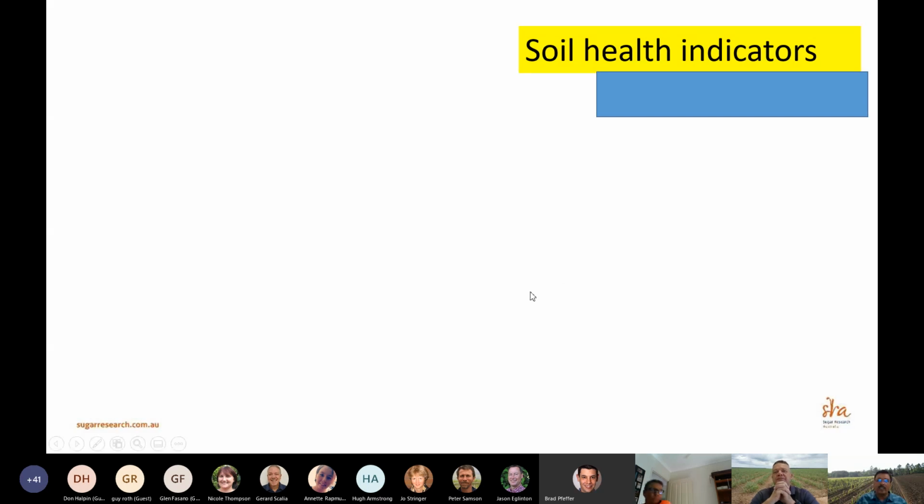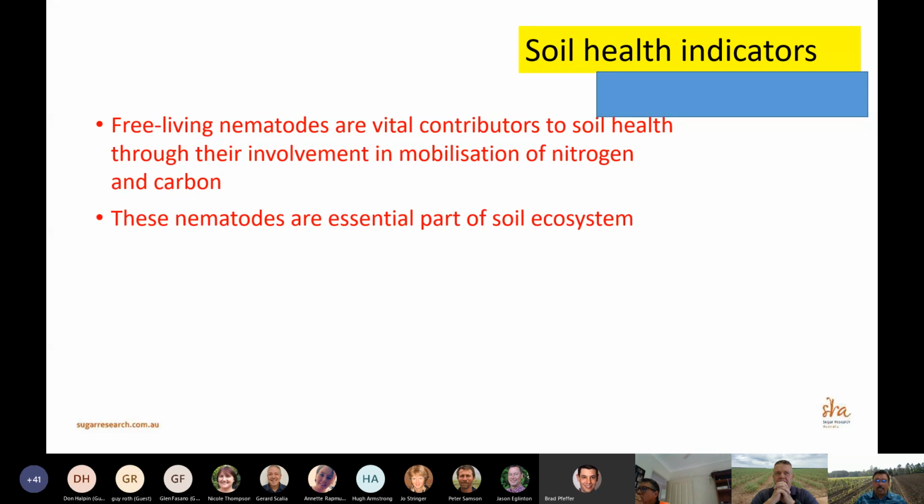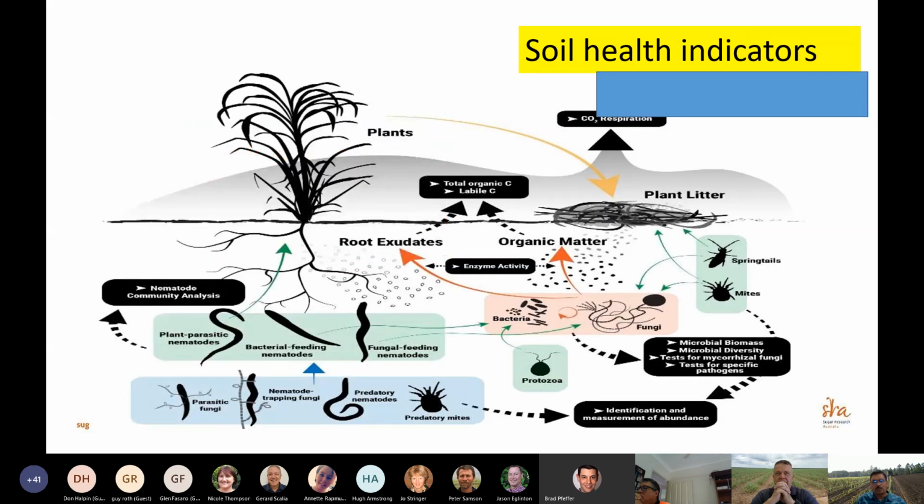So now, as I mentioned, these are my last few slides. Soil health indicator. How can we use the nematode community as an indicator of soil health? As I mentioned, nematodes are a vital contribution to soil health through the movement of nitrogen and carbon in the soil, and they are also an essential part of the soil ecosystem. So that can be used as an indicator of soil health. So why do we use the nematode as an indicator of soil health?